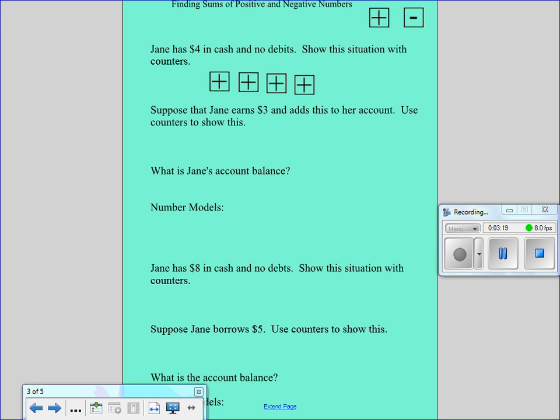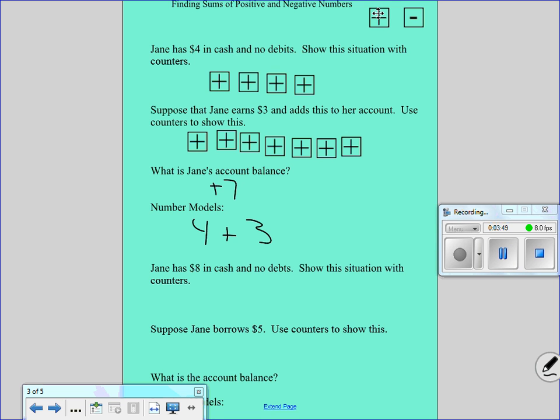Okay. Suppose Jane earns $3 and adds this to her account. How many counters does she show? So she has the 4, so we're adding 3 to it. And then I already had an existing 4, right? So should be 3 plus 7, right? What is in Jane's account balance? We have a plus 7. What would the number model look like? Well, we started with 4, and then we added 3. So we have a positive 7, okay?